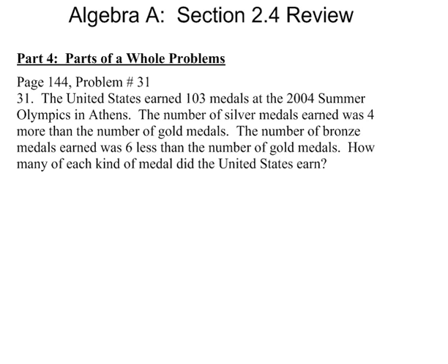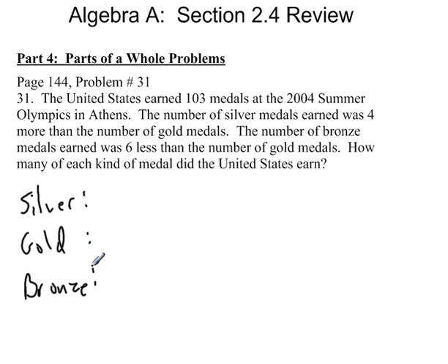All right, moving on quickly to part 4, parts of a whole problem. Number 31 from page 144 says the U.S. earned 103 medals at the 2004 Summer Olympics in Athens. The number of silver medals earned was 4 more than the number of gold medals. The number of bronze medals earned was 6 less than the number of gold. How many of each kind did the U.S. earn? The first thing you want to determine is what's being compared. In this case, it's the number of silver, gold, and bronze medals earned during the Olympics.